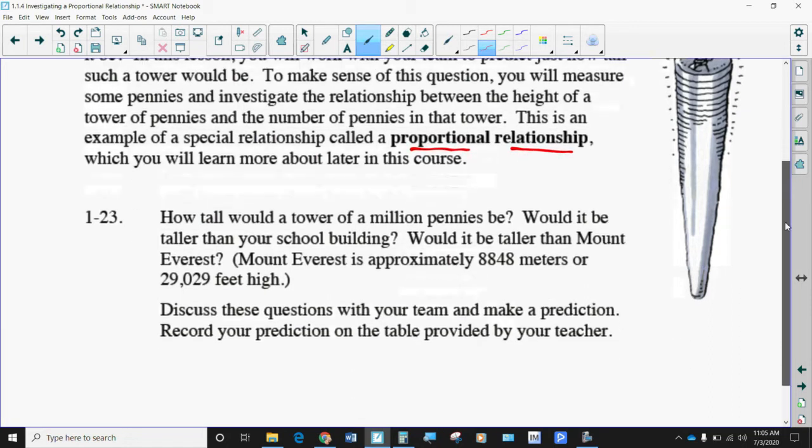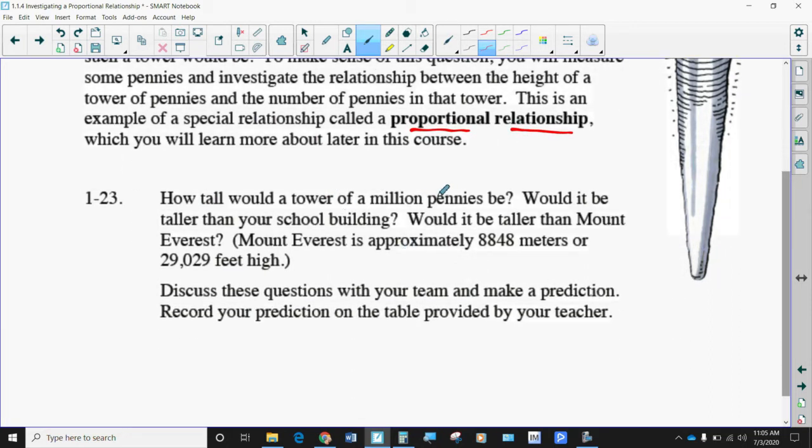So here's the question. How tall would a tower of million pennies be? Would it be taller than your school building? Taller than your house? As tall as Mount Everest? Mount Everest is like 29,000 feet, which is almost 9,000 meters. Remember, we're not dealing with feet or inches, we're dealing with centimeters, meters, and kilometers, which this, by the way, is 8.848 kilometers. So, somewhere between 5 and 10 miles. It's kind of tall. So, discuss these questions or think about it on your own and make your prediction.